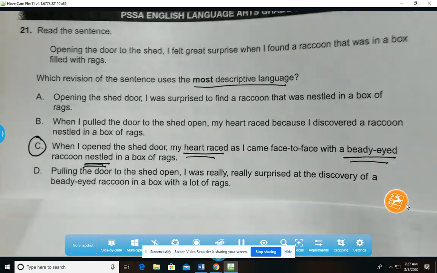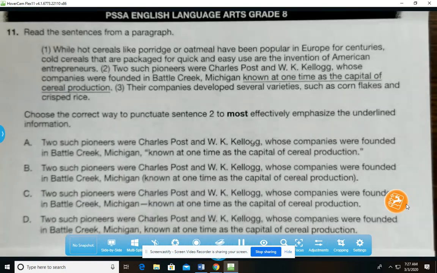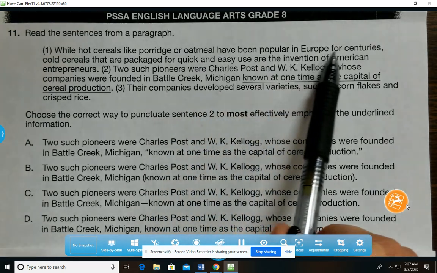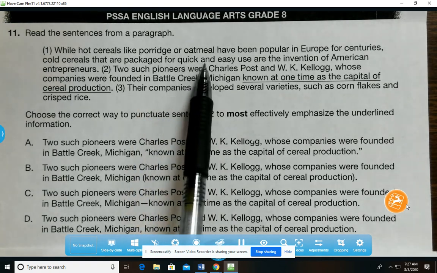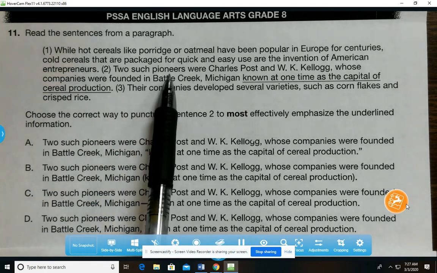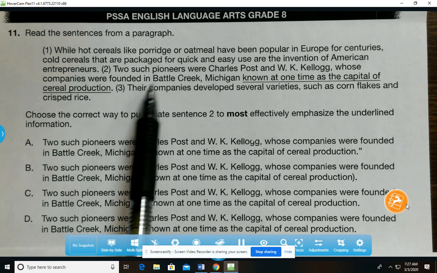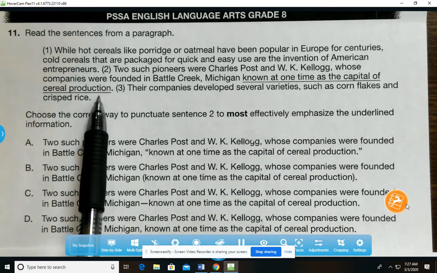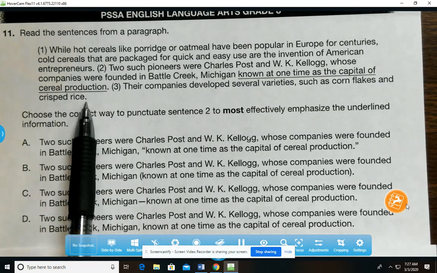Let's try some punctuation for an effect. Read the sentences from a paragraph. While hot cereals like porridge and oatmeal have been popular in Europe for centuries, cold cereals that are packaged for quick and easy use are the invention of American entrepreneurs. Two such pioneers were Charles Post and W.K. Kellogg, whose companies were founded in Battle Creek, Michigan, known at one time as the capital of cereal production. Their companies developed several varieties such as cornflakes and crisp rice.